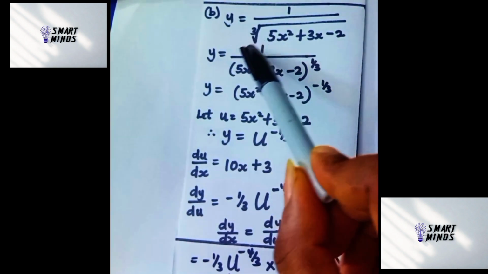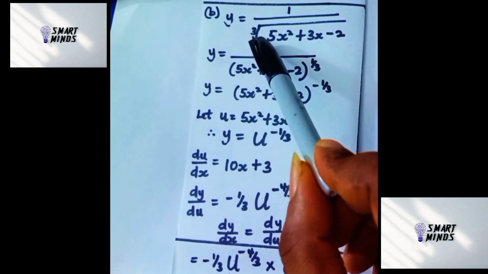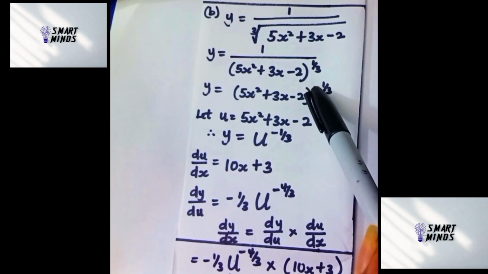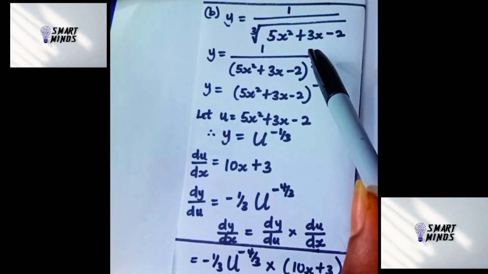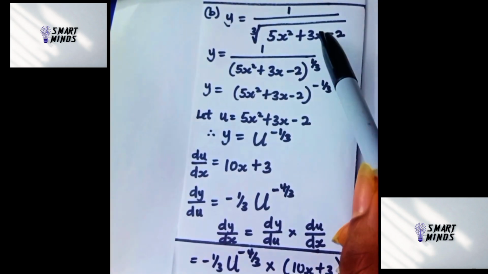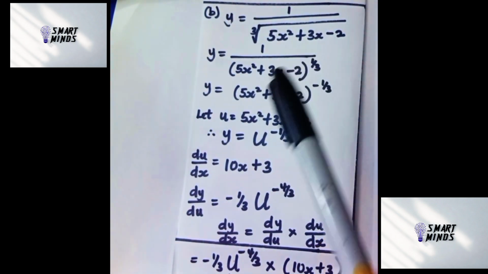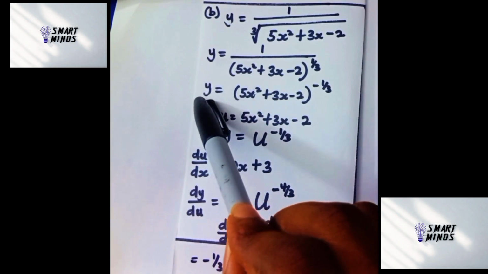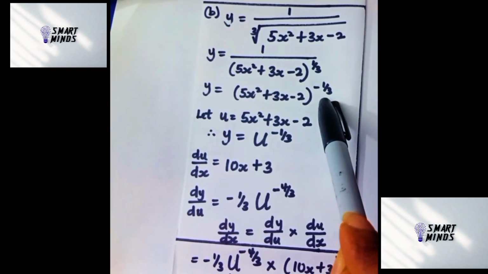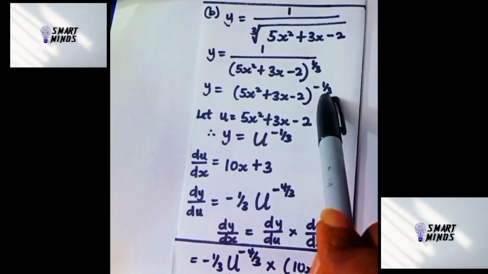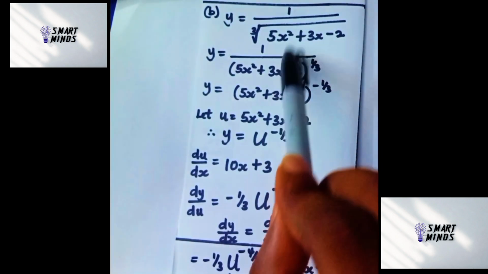Now we have 1 on the numerator, and that 1 on the numerator changes to a negative sign for the power. So I'm applying the laws of indices as it applies to these questions. Alright, now I've rewritten the expression. Now we can differentiate using chain rule. Before now I can't differentiate until I rewrite it.